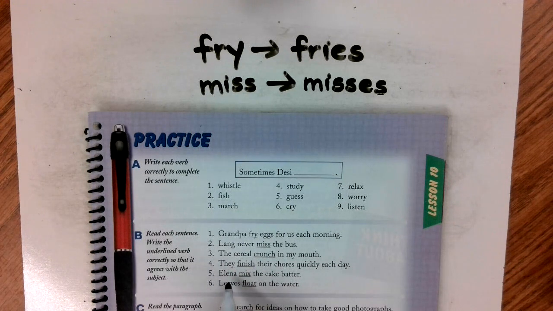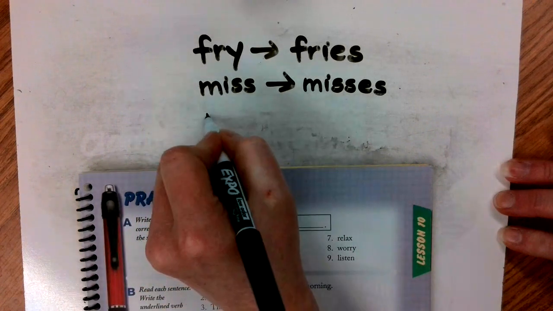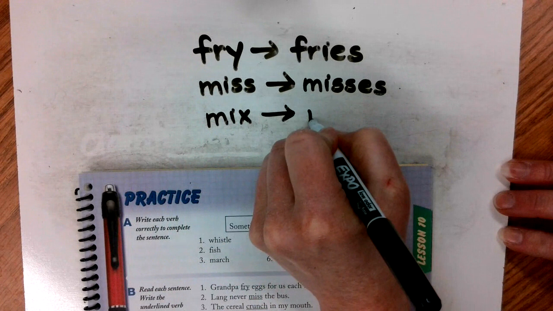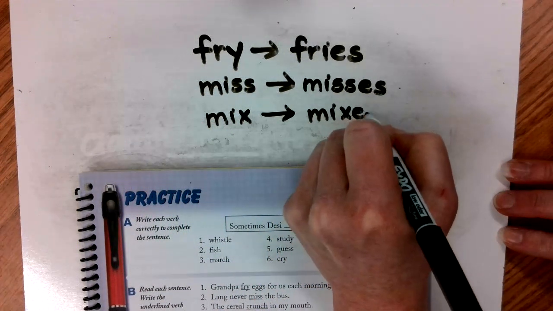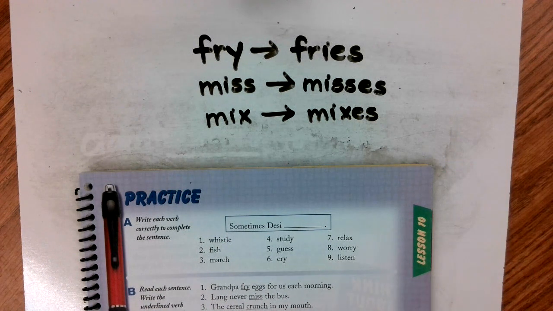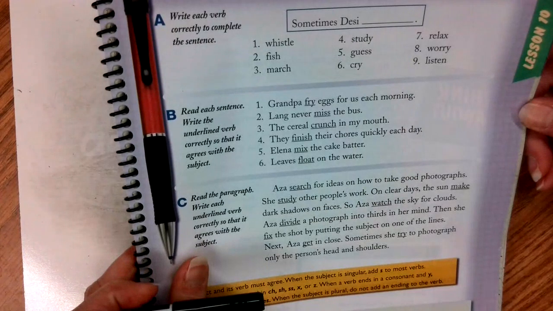Okay. 5, Elena mix the cake batter. Well, we know we have an X at the end of mix. So mix is going to become mixes. Okay, mixes. And then the sentence makes sense. Elena mixes the cake batter.